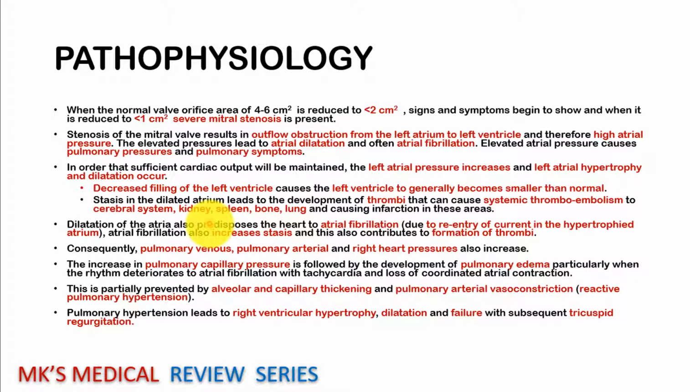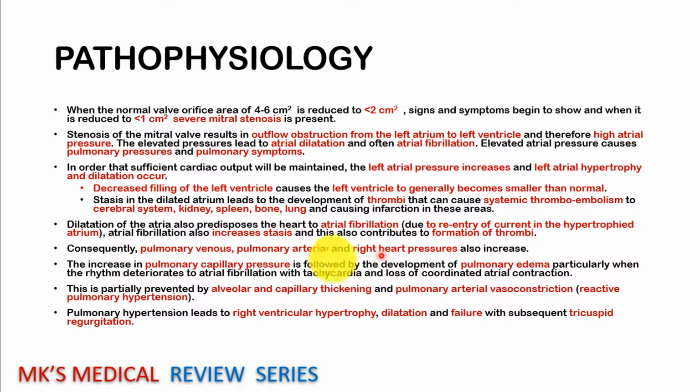And remember that this dilatation of the atria, how exactly does it predispose the atria to go into atrial fibrillation? It's because of a certain pathophysiology that's known as a re-entry mechanism, or the circus mechanism, or you can call it a phenomenon. So you have re-entry of current in the hypertrophied atrium, and then of course the atrial muscle keeps being stimulated and it's quivering and it's not really contracting as a whole.